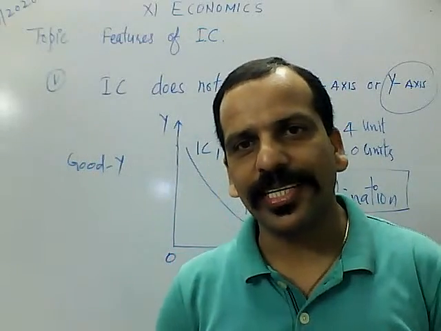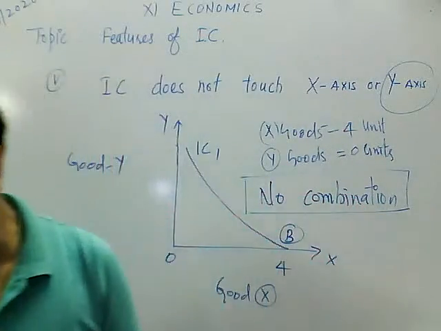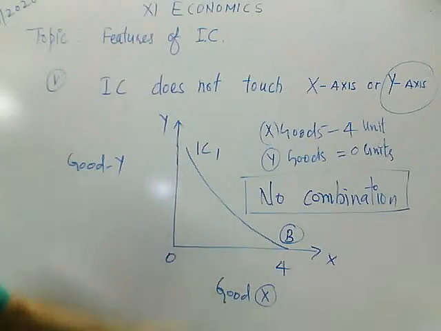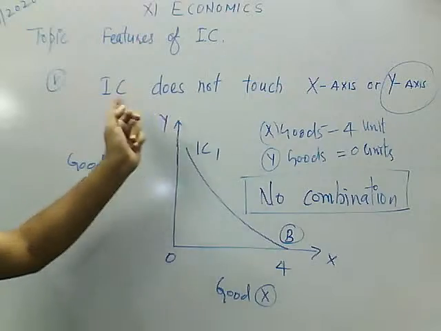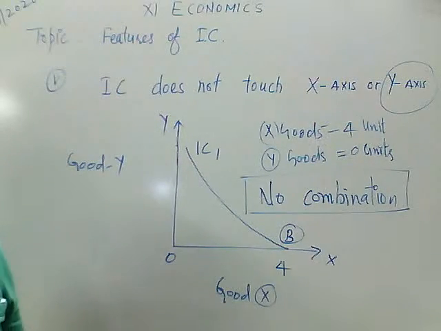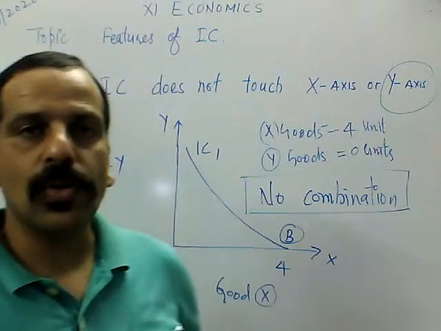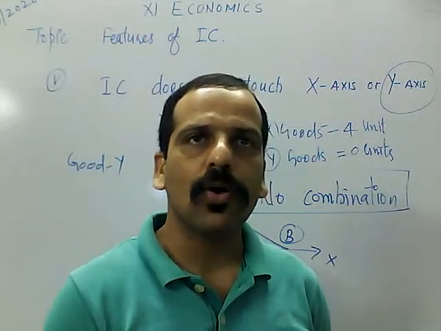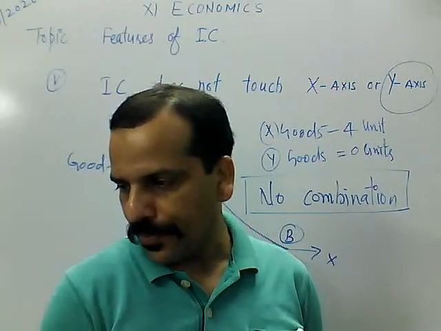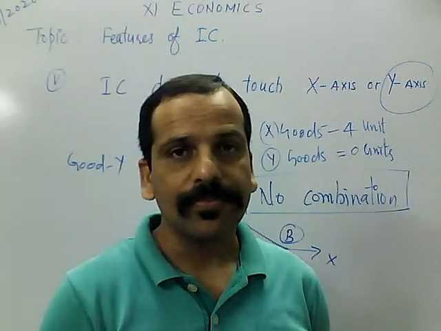Any query, doubt? Yes, no, beta. So indifference curve is the combination of two goods, not the combination of one good. One is individual, beta, it cannot make any combination. Okay. So today I taught you about the features and assumptions of indifference curve. I taught you marginal rate of substitution also. So let us recap the things.